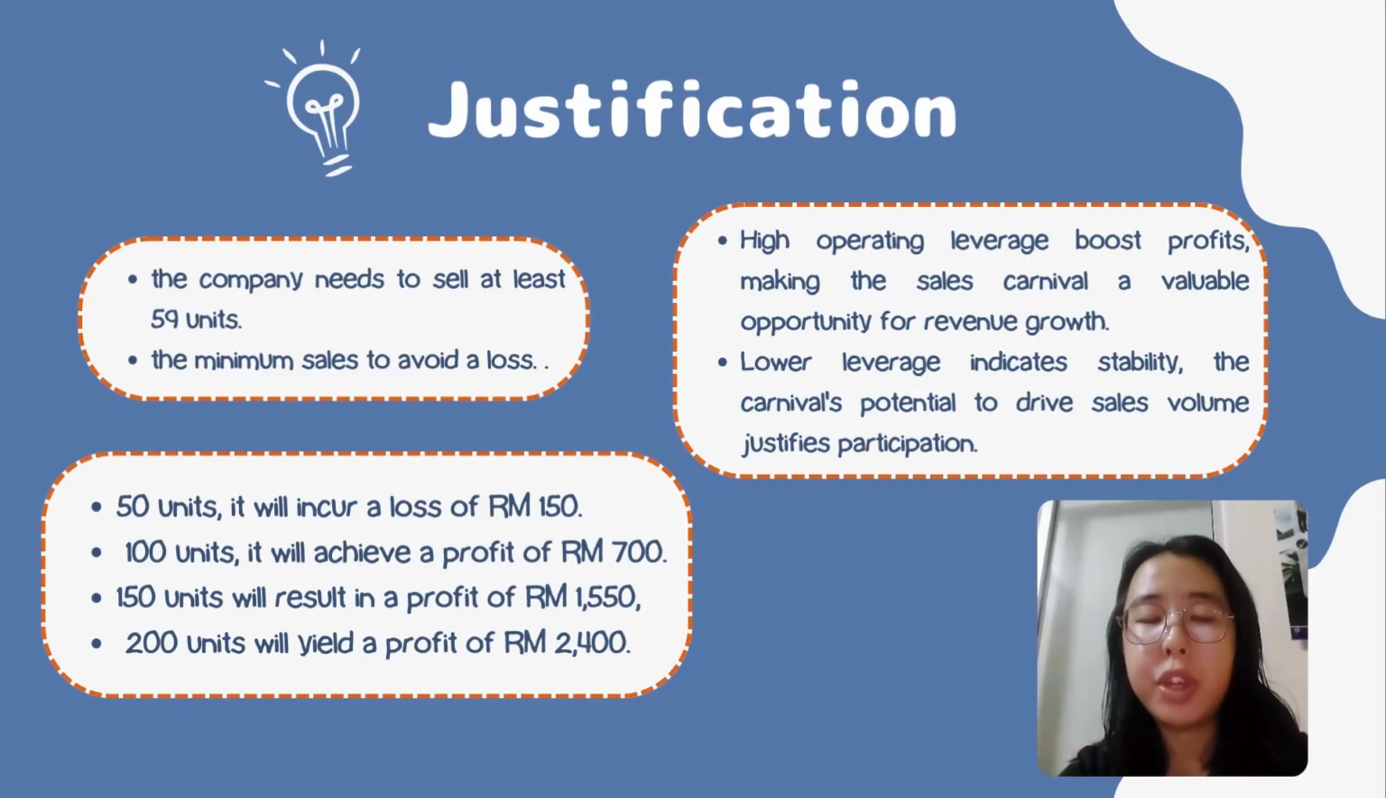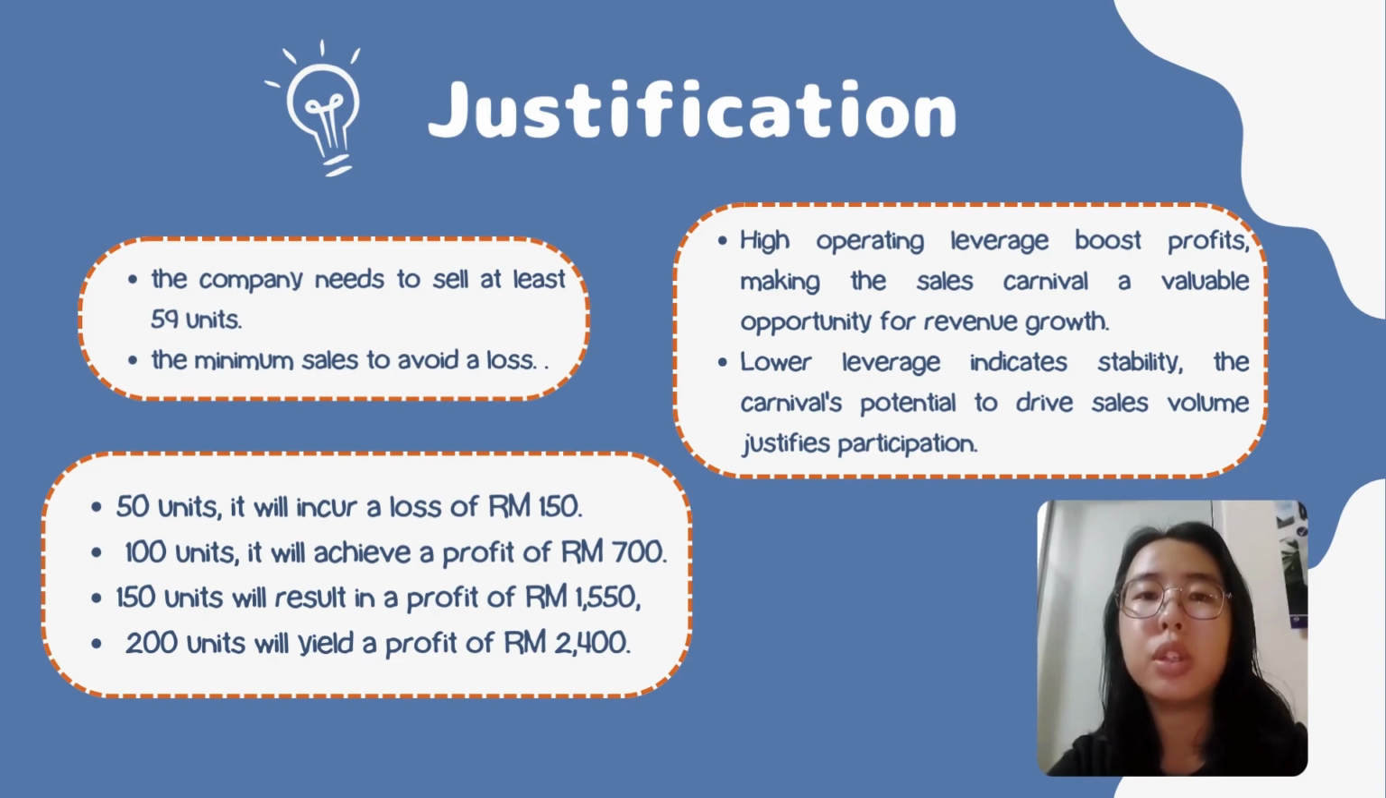For my justification, first, based on the break-even analysis, the company needs to sell at least 59 units to cover all fixed and variable costs. This break-even point indicates the minimum sales volume required to avoid a loss. Therefore, any sales beyond 59 units will contribute to the company's profit. Reaching and surpassing this threshold ensures that the company not only recovers its costs but also starts to generate a profit from additional sales.